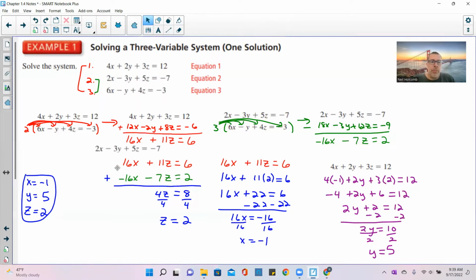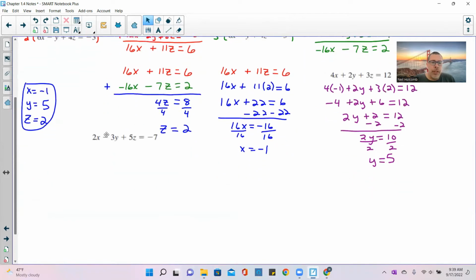And I will use this one. It doesn't matter which one you use. You can use any one of the 3. I will use the second equation to check. So now I'm going to check my solutions. X equals negative 1, y equals 5, z equals 2.